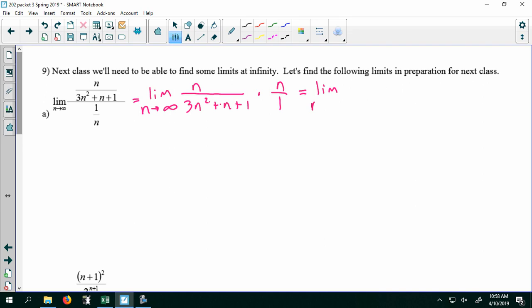We have the limit as n goes to infinity of n squared over 3n squared plus n plus 1. Now this is a rational function. The degree of the numerator and the denominator is the same. So you take the ratio of the leading coefficients and you get 1/3. Not so bad, right?